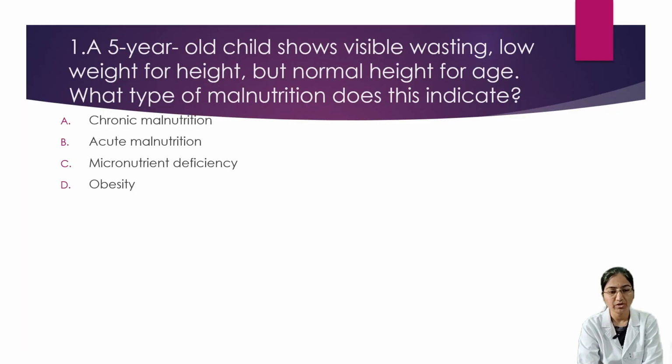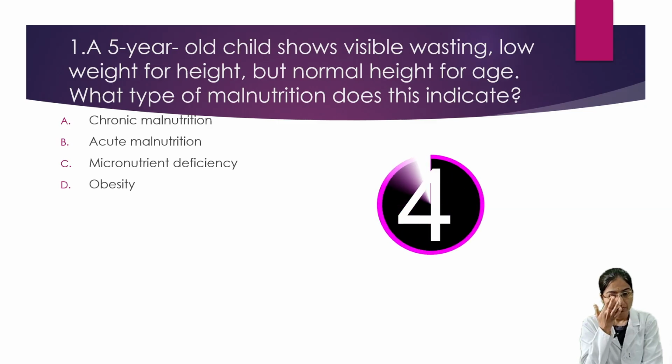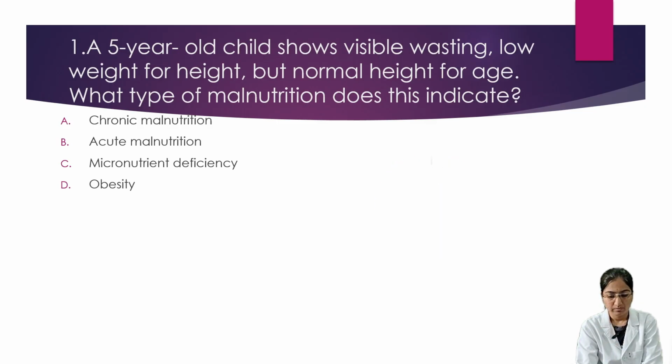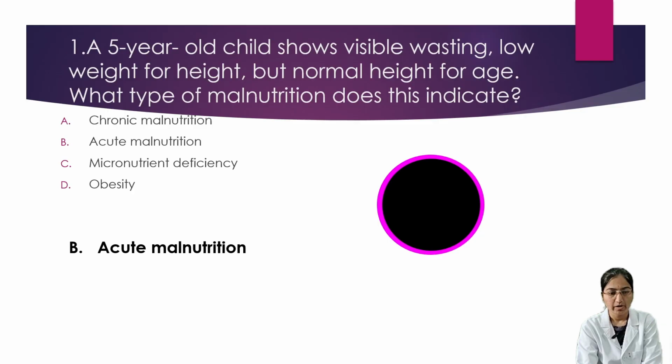We'll see the first question. A 5-year-old child shows visible wasting, low weight for height, but normal height for age. What type of malnutrition does this indicate? Options are given. Right option is B, that is acute malnutrition.